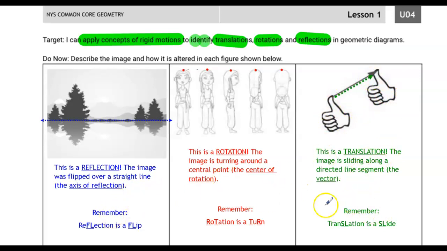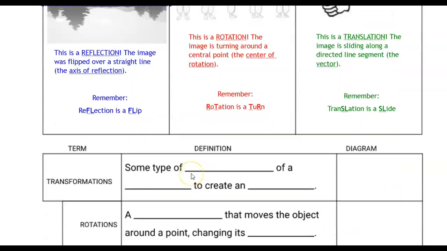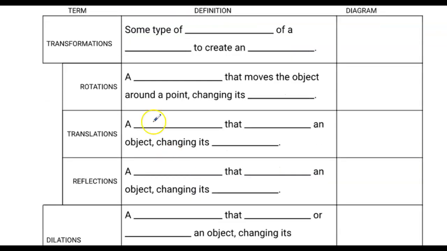And to remember these three different terms, reflection, FL, is a flip, FL. Rotation with an R and a T is a turn with an R and a T. And translation, SL, is a slide, SL. Moving on to some definitions, let's take a look at the definitions of transformations in general, and then the specific transformations we're going to be talking about today.